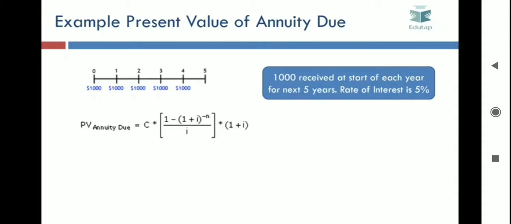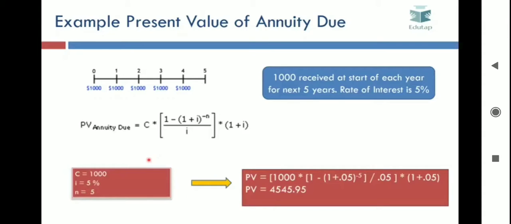So let's try to understand the present value of money for an annuity due using an example. This is your annuity where you are investing $1000 for 5 years. That is, 1000 is being invested at the start of the year for the next 5 years, and the rate of interest is 5%. So you have to find the present value of these cash flows. So this is the formula for present value of annuity due, and using this formula, if we put the values, we will get the result.